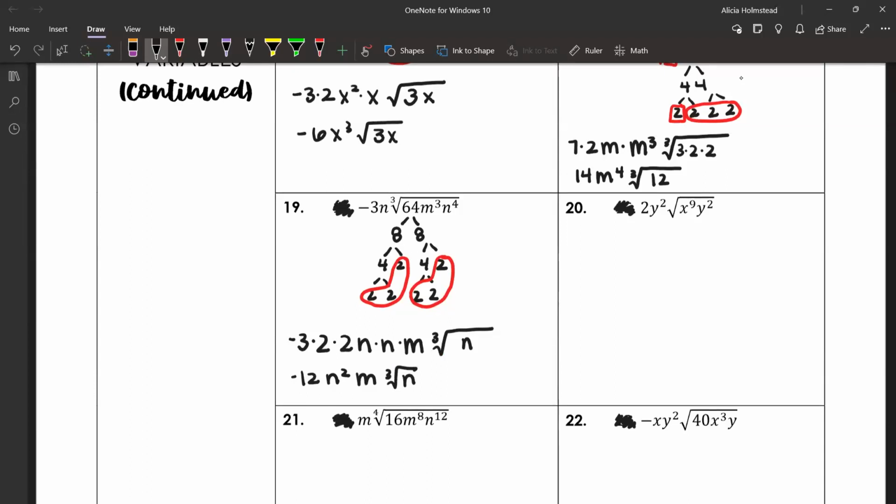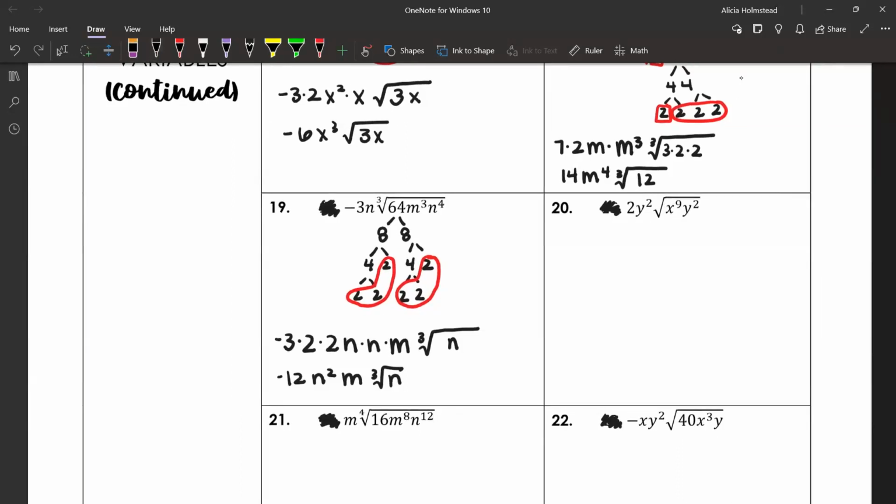Alright, number 20. We don't have any number inside of our radical, so we don't need to make a factor tree, so we can just pull out the variables. So we'll keep our 2. Then I'm going to look at the x's. Our index is a 2, so we're looking for groups of 2. Well, there's 9 of them. In 9, there are 4 groups of 2, so I know I can pull out 4 x's, and I'll have 1 left over. And then we have the y squareds that are already on the outside.